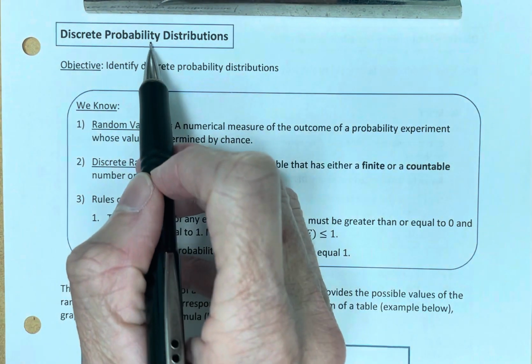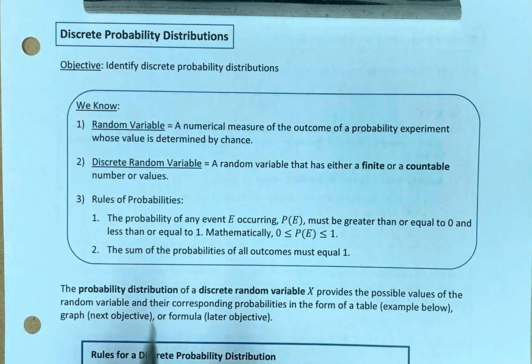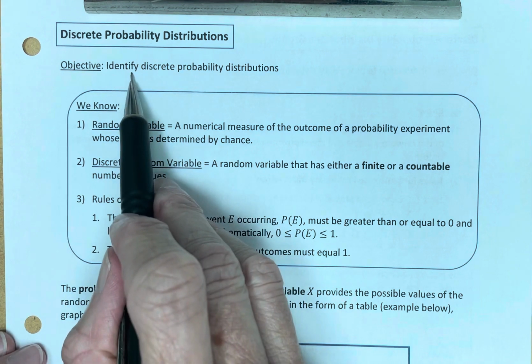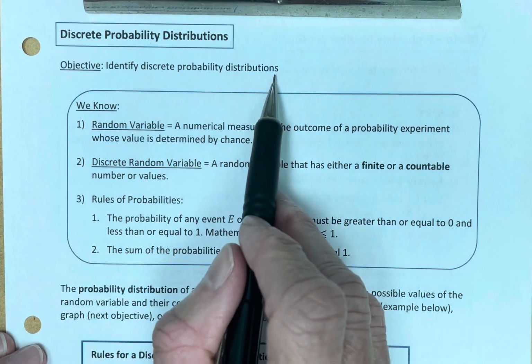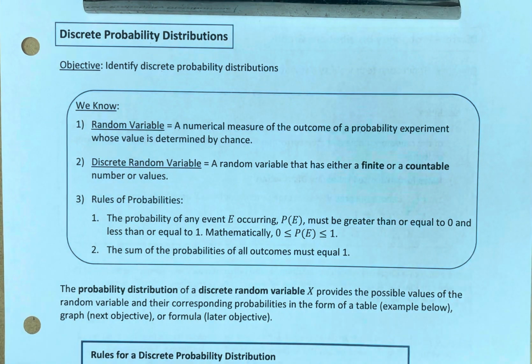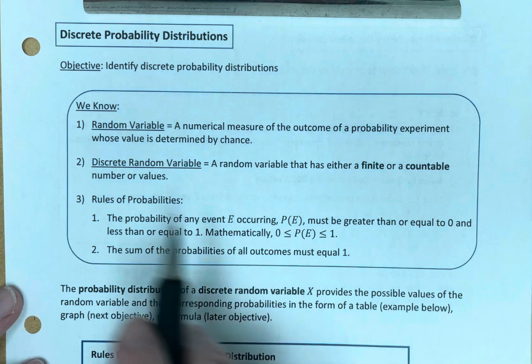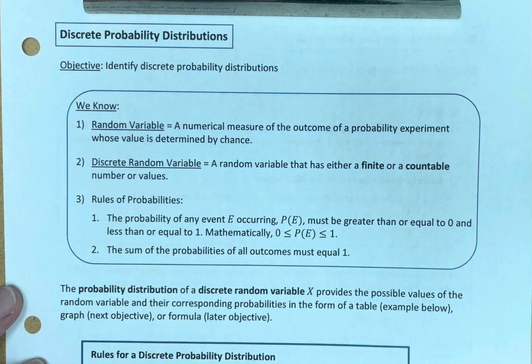Discrete probability distributions. Our objective: we're simply going to identify discrete probability distributions. Is it or is it not a discrete probability distribution? What do we know coming in that we're going to use here?